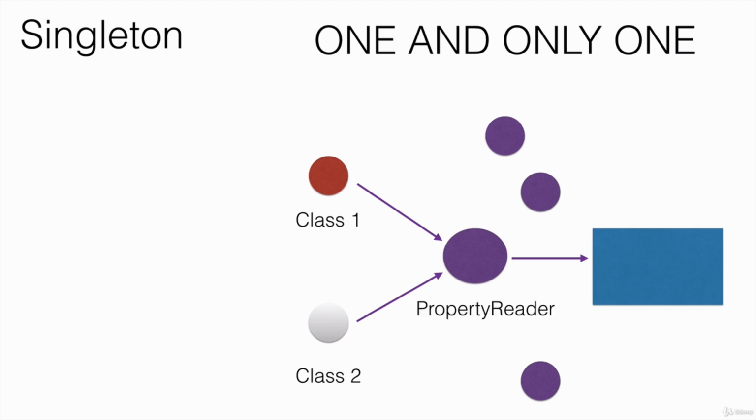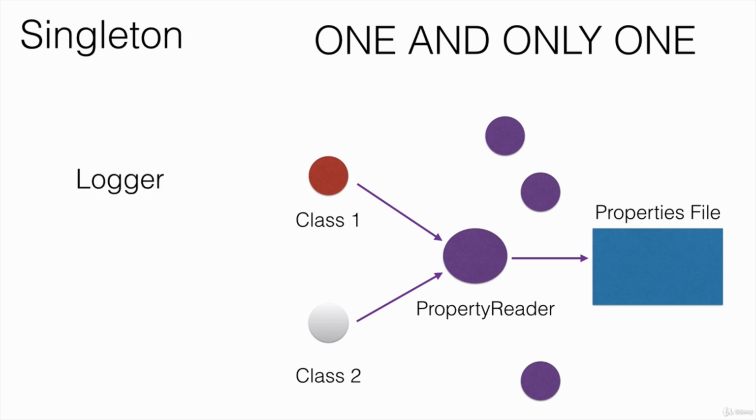For example, here we have a property reader class that can read the properties from a file, and it is used multiple times in our application by different classes. But we are going to create only one object of the property reader and not multiple, saving a lot of memory using the singleton pattern. So all the application classes will use the same property reader object to perform the property reading from a file.